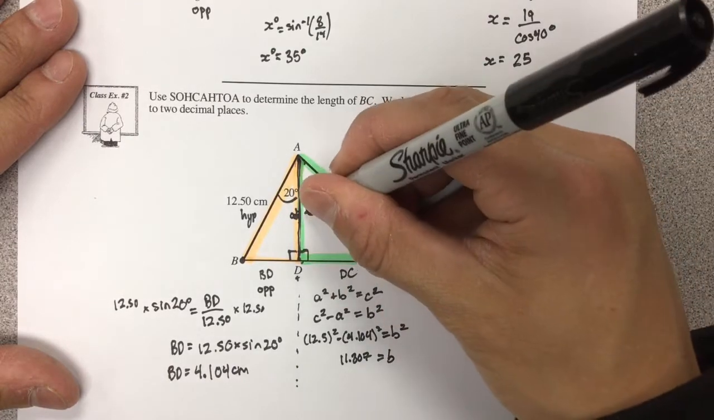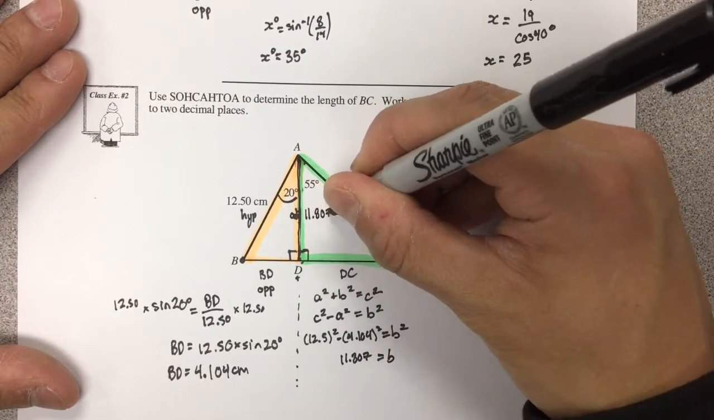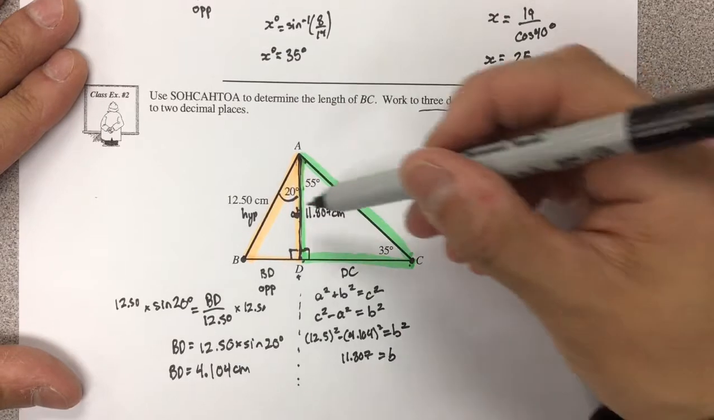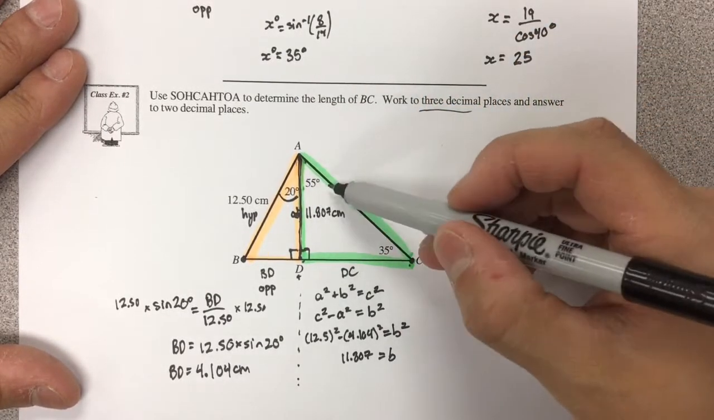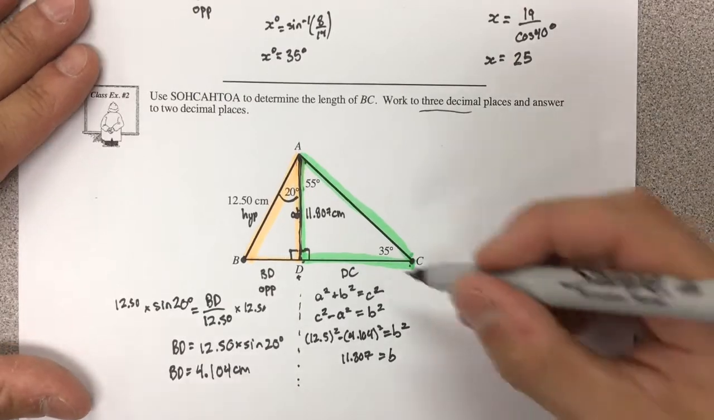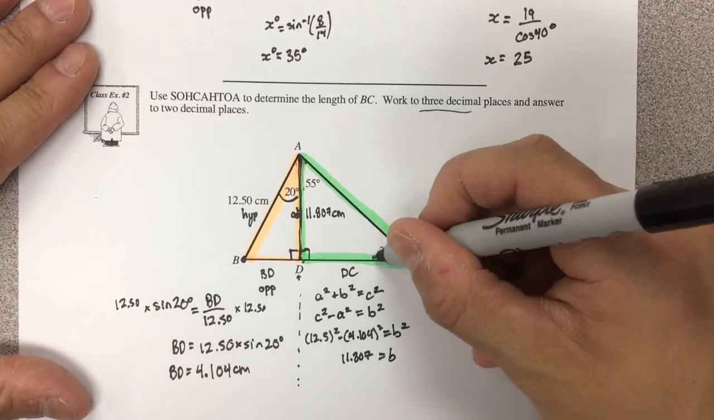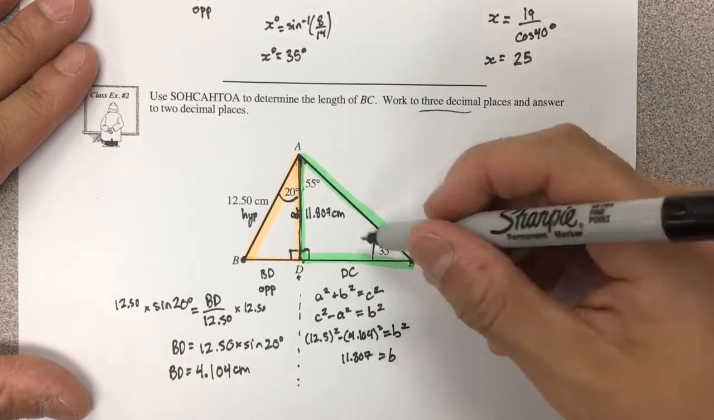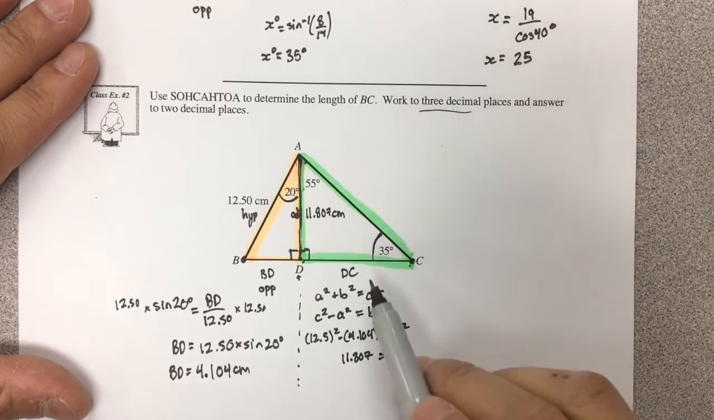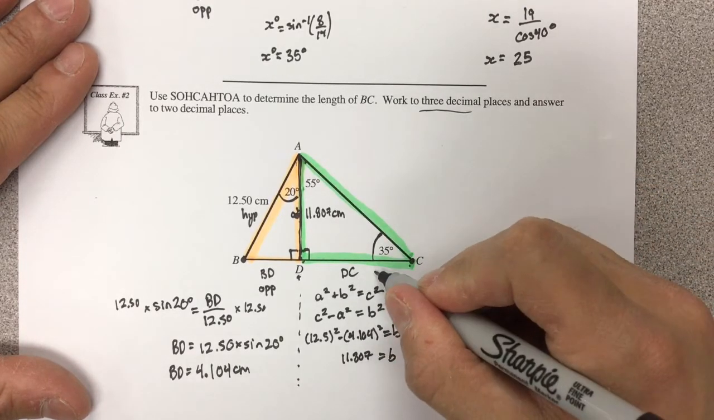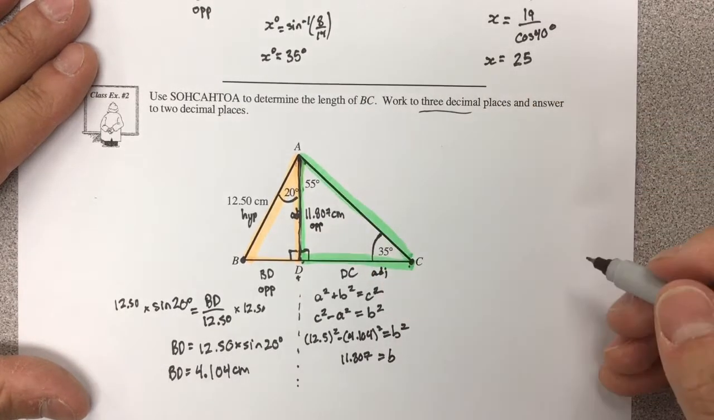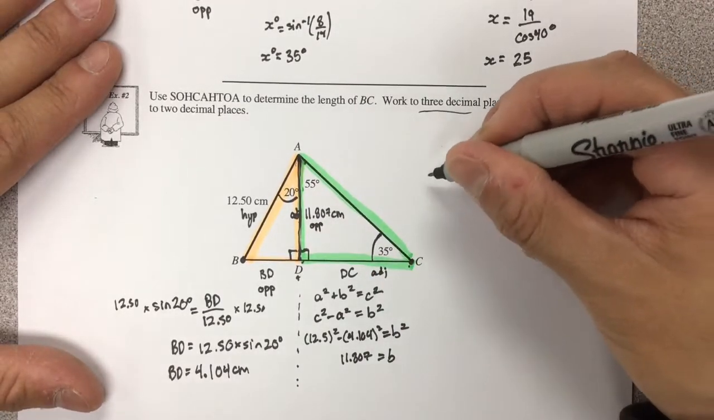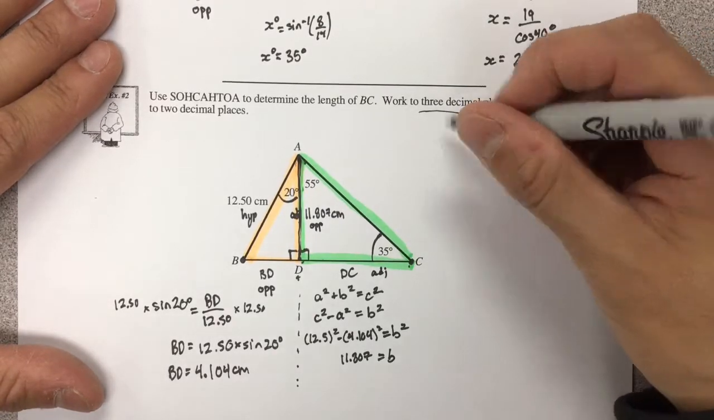So I'm just going to write this in here, 11.807 centimeters. And then we have the option of using either 55 degrees or 35 degrees. So either 55 or 35 degrees. Now, I'm just going to choose arbitrarily. If I select this angle to use, then in order to obtain the length of DC, this is my adjacent side now, and then this is my opposite side.